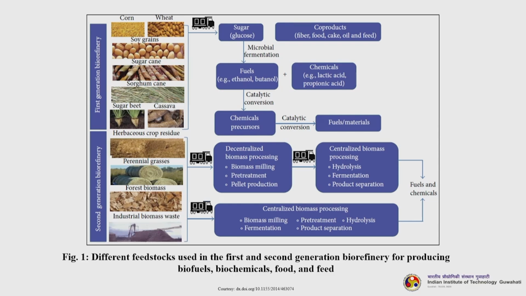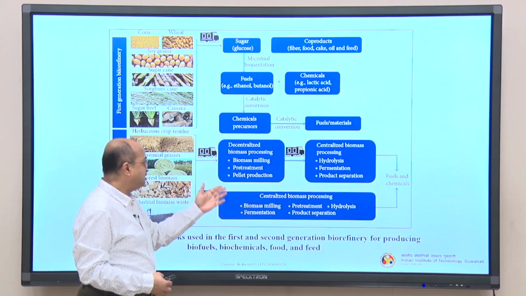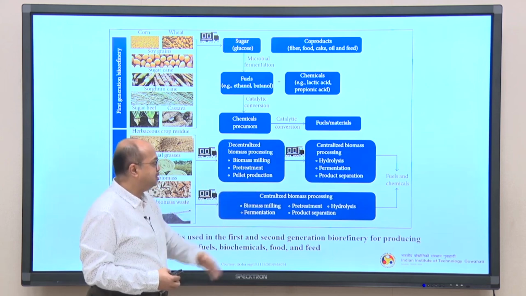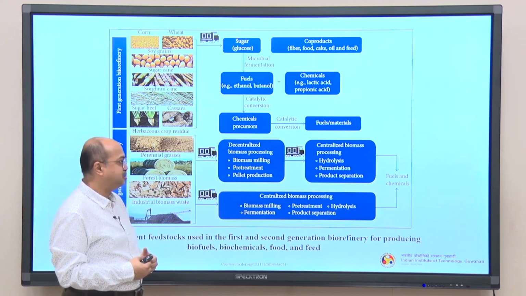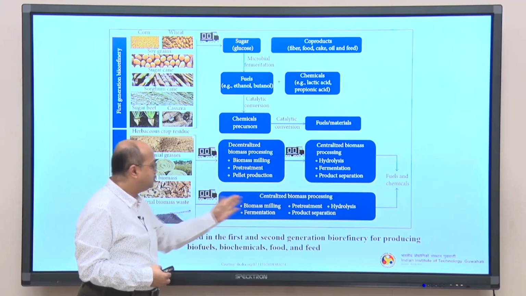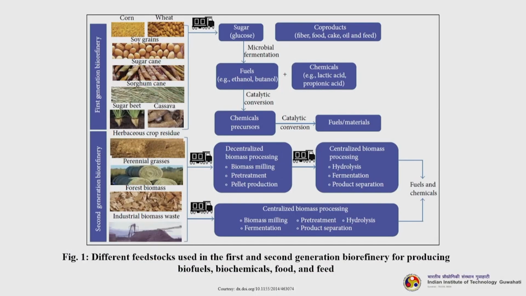Then we have decentralized biomass processing, which is very much required, especially if we are talking about the wastes including the lignocellulosic biomass. So, biomass milling, pretreatment, pellet production. Then it goes to the processing like hydrolysis, fermentation, product separation. Then we have either fuels and chemicals, and we can also have centralized biomass processing, where all these operations like the pretreatment operation, mechanical aspects as well as hydrolysis, fermentation, product separation, everything is carried out in a centralized way.